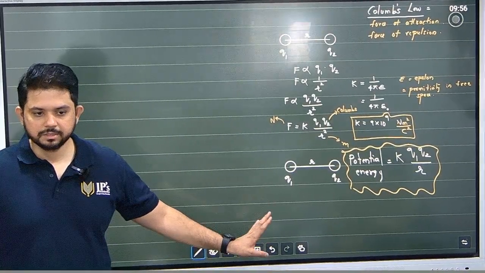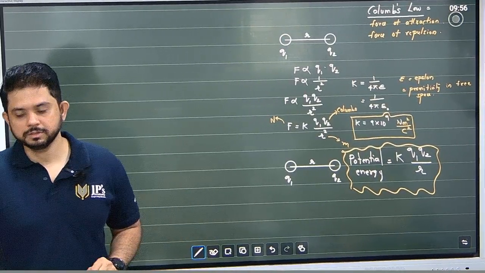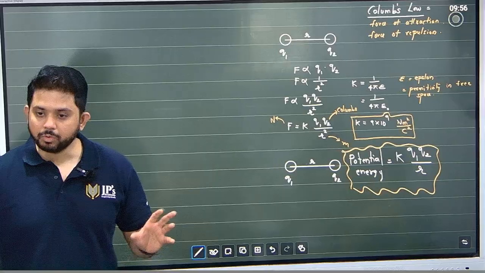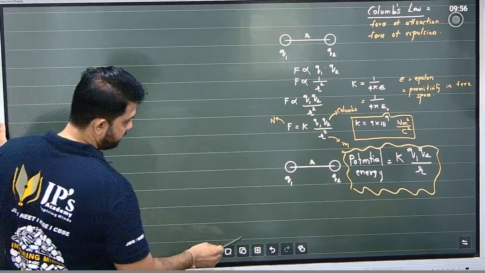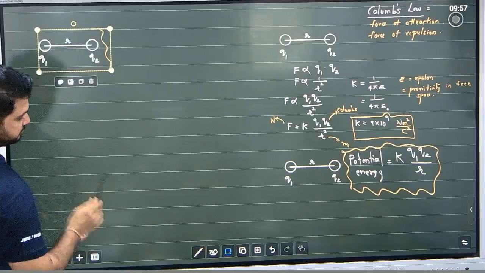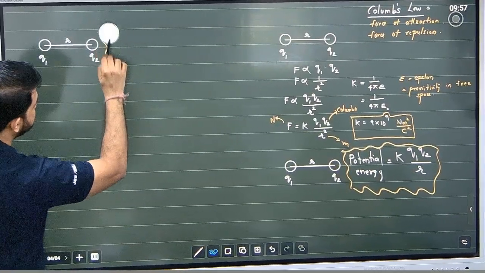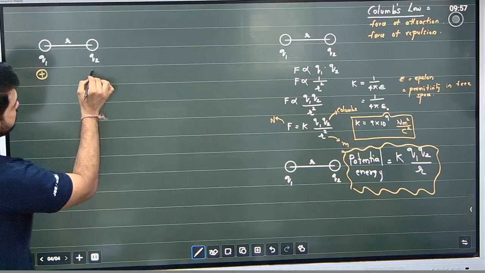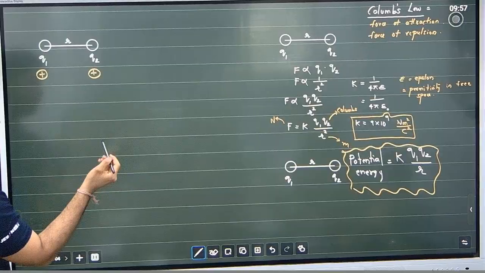Any questions still here? Now potential energy can be positive or it can be negative depending upon the particles under consideration. For example, I have these two particles. Let's say particle 1 is positive, particle 2 is also positive. What is the formula for potential energy?